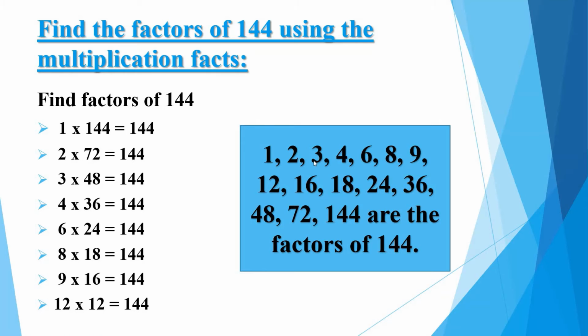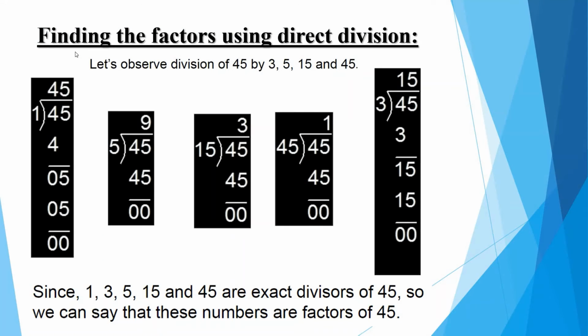Now, 1, 2, 3, 4, 6, 8, 9, 12, 16, 18, 24, 36, 48, 72 and 144 are the factors of 144. Now, let's see how to find the factors of a number using direct division. Let's observe the division of 45 by 3, 5, 15 and 45.